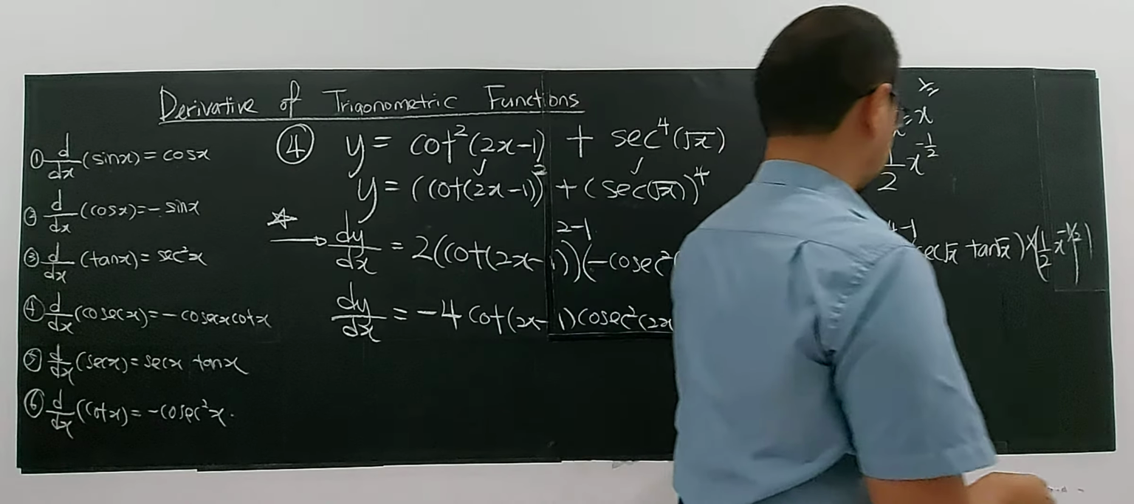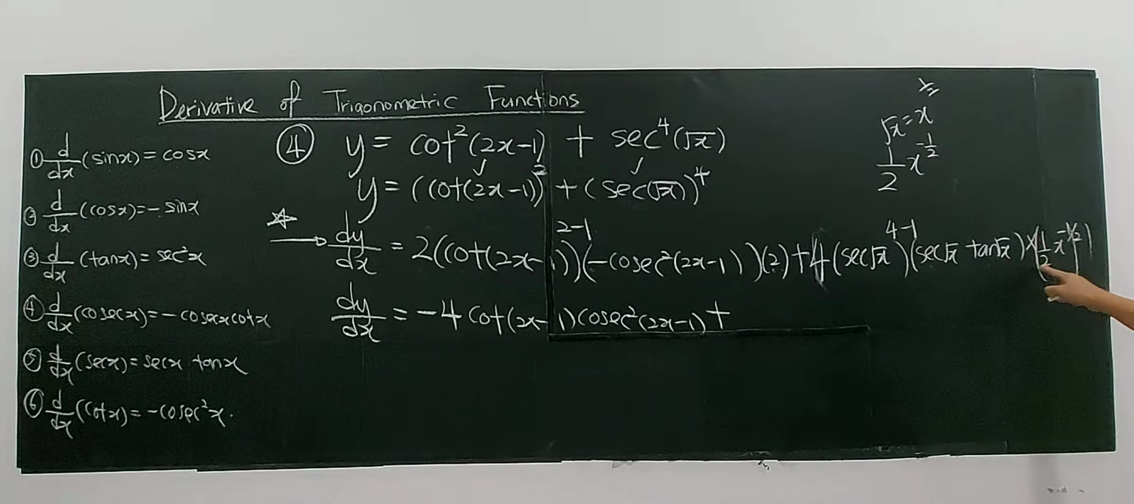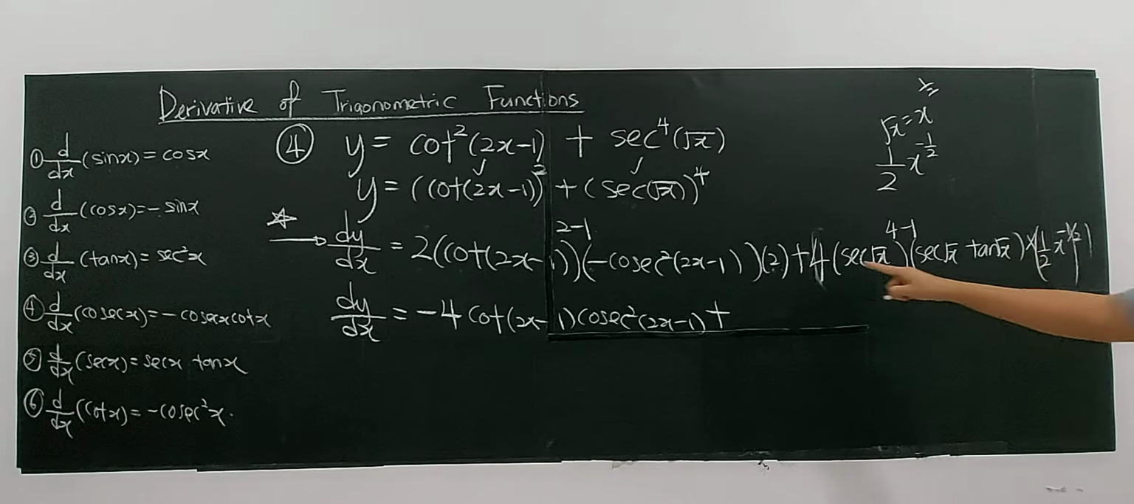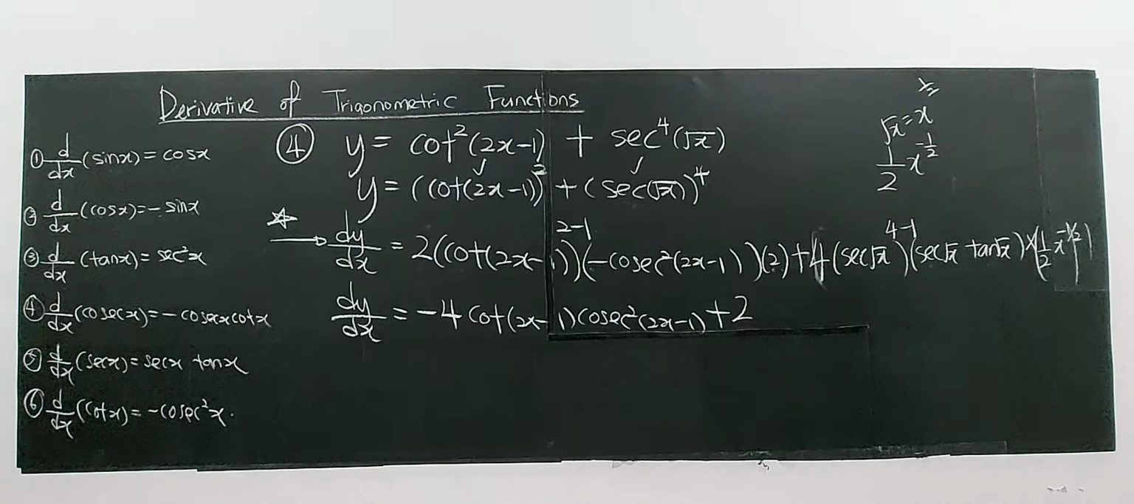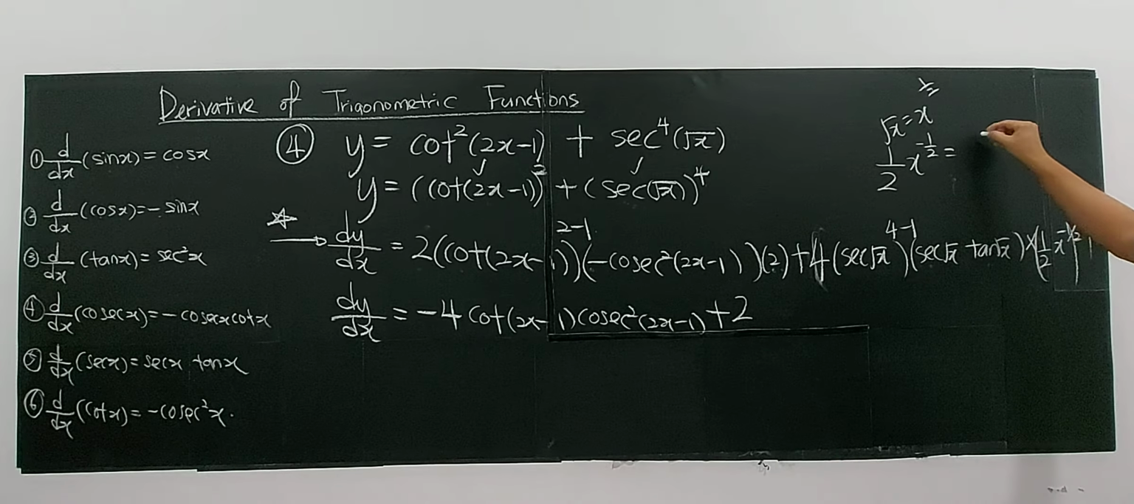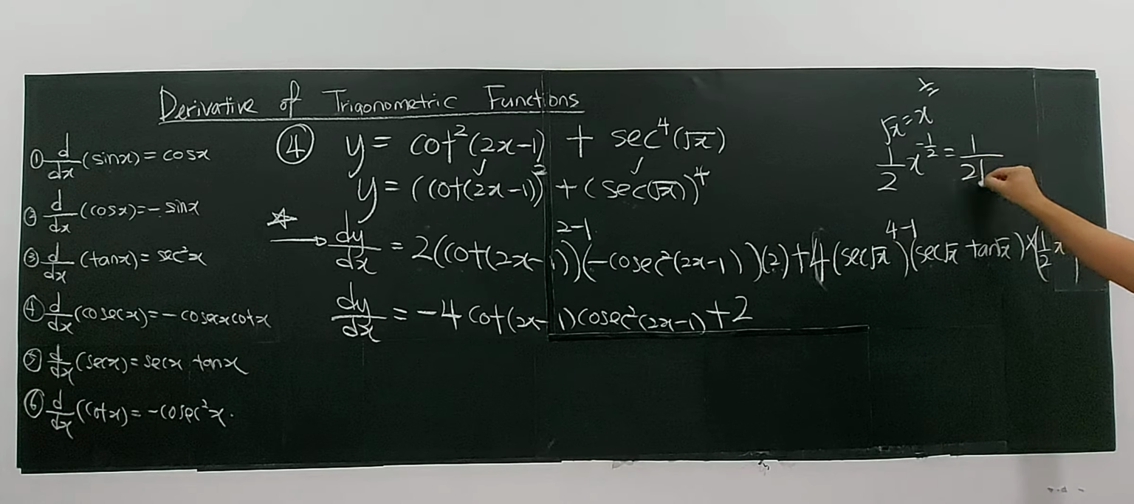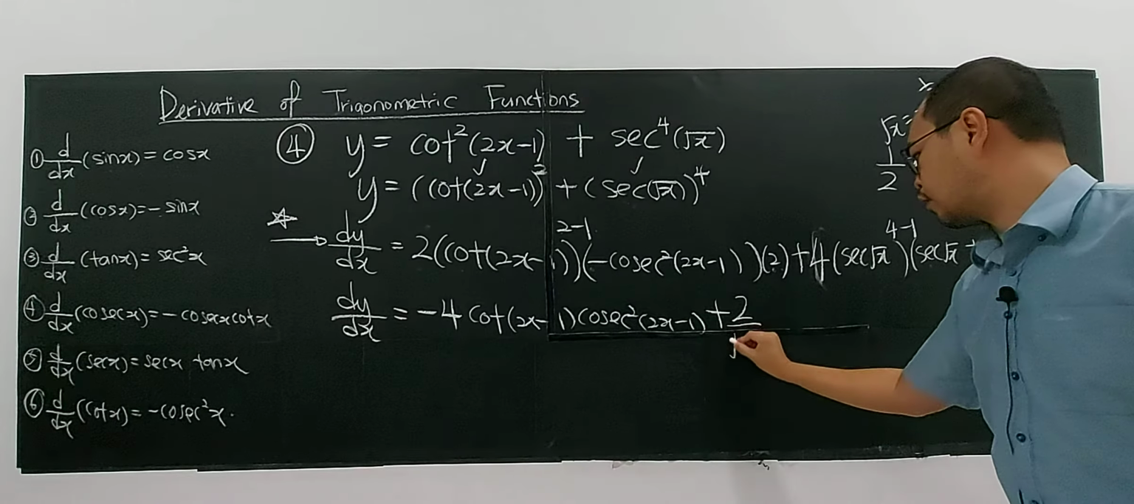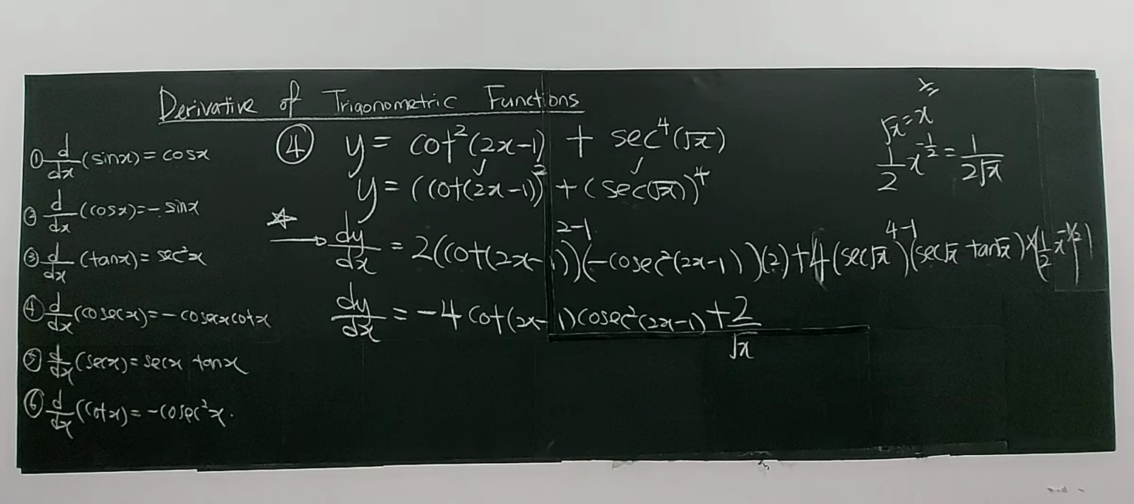Plus, go for the other side. So 1 over 2 and 4, you have 2, right? This one you have x to the power of negative 1 over 2, which is 1 over 2 square root of x. So it means that this is 1 over square root of x. So you have 2 over square root of x.